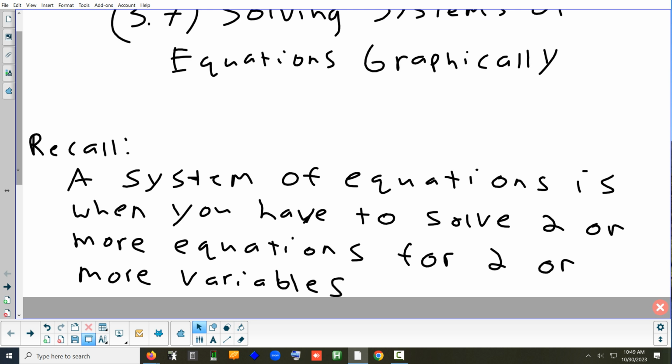Does anybody remember the name of one of the methods you can use to solve a system of equations? Yeah? Substitution. You can do substitution. That's one method. Anybody remember another method? Yeah? Elimination. That's another one. You can also do graphing. It doesn't work so well when you do it by hand, but on a calculator it's perfect because you can do an intersect and find an exact answer.